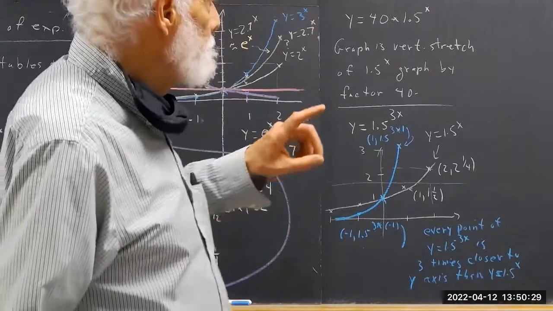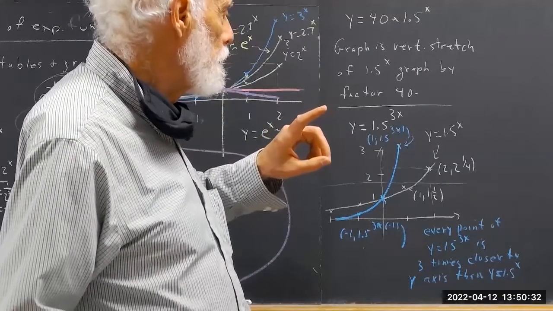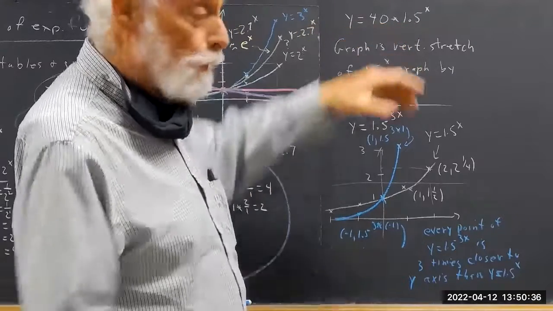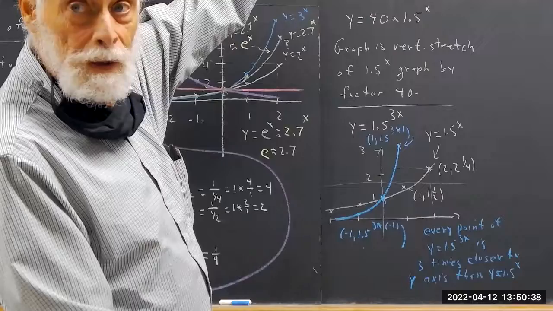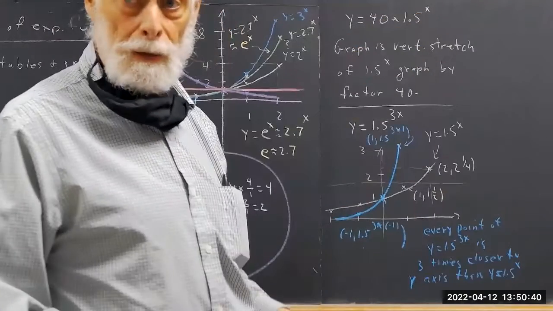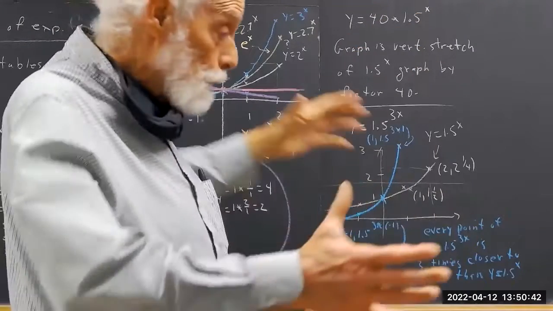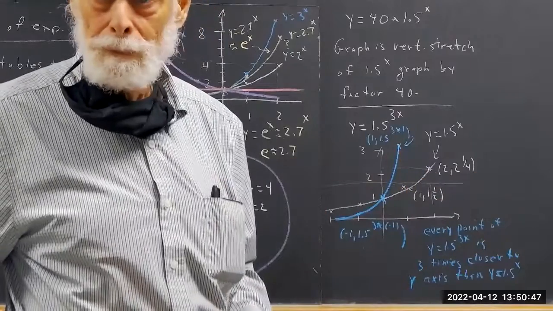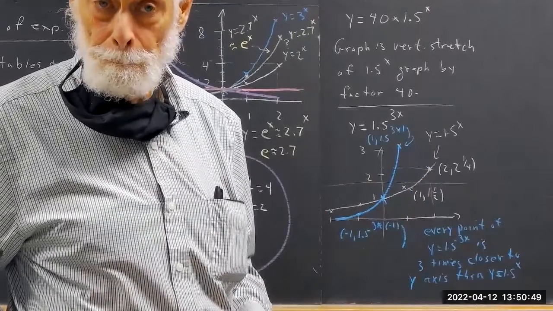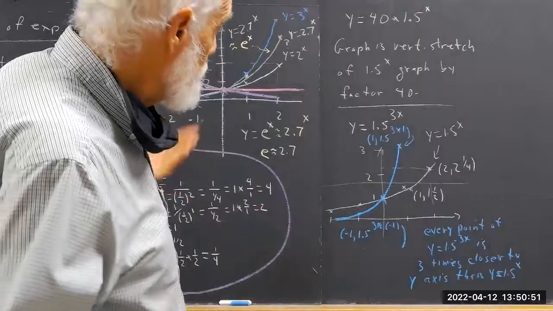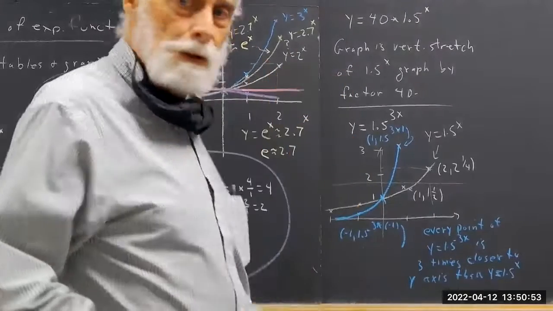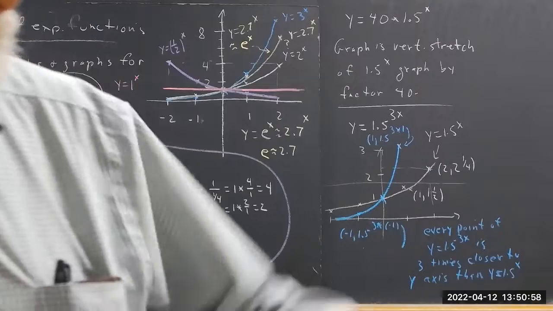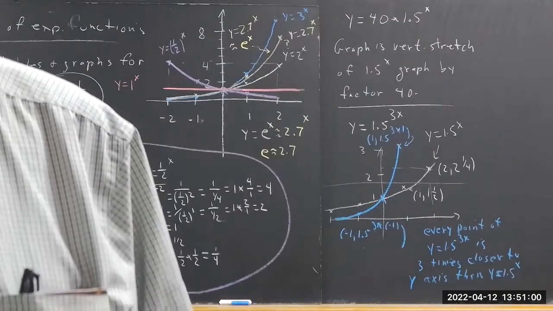So if you multiply your y value of 1.5 to the x by 40, it gives you vertical stretch. But if you multiply the x by 3, it squishes things in by a factor of 3, toward the y-axis. Now you put these properties together and you get more information about the graphs of various exponential functions, including the one I showed you on that screen.